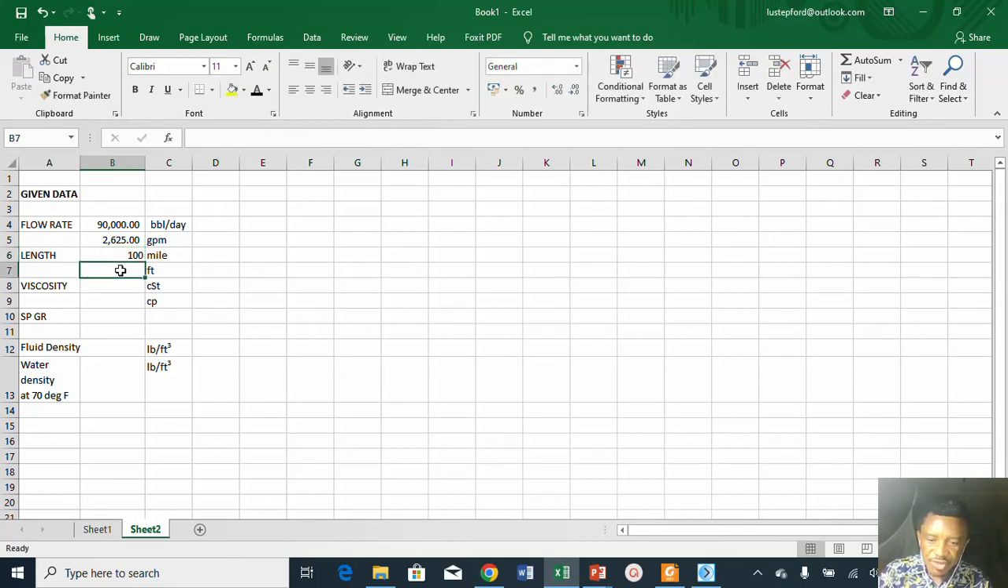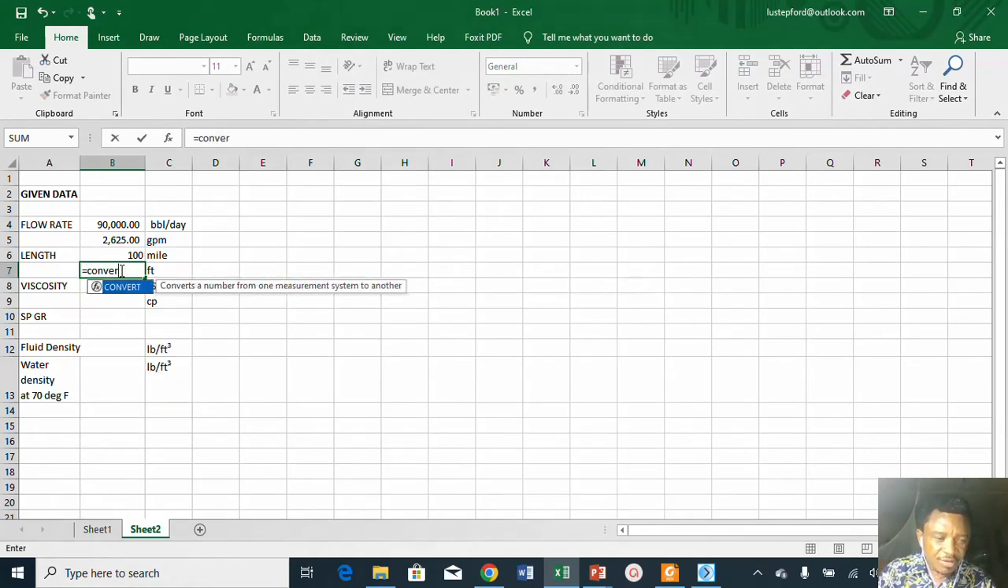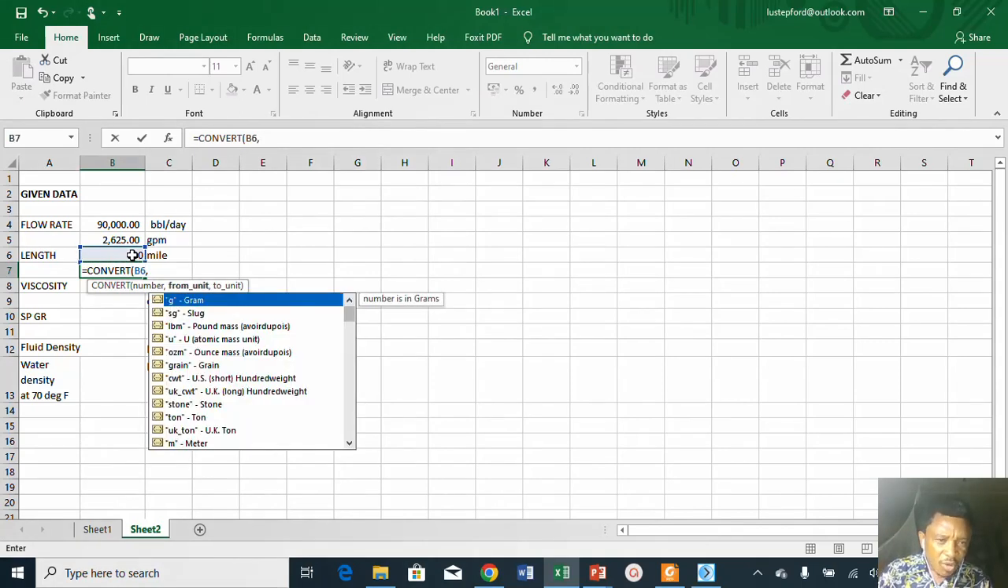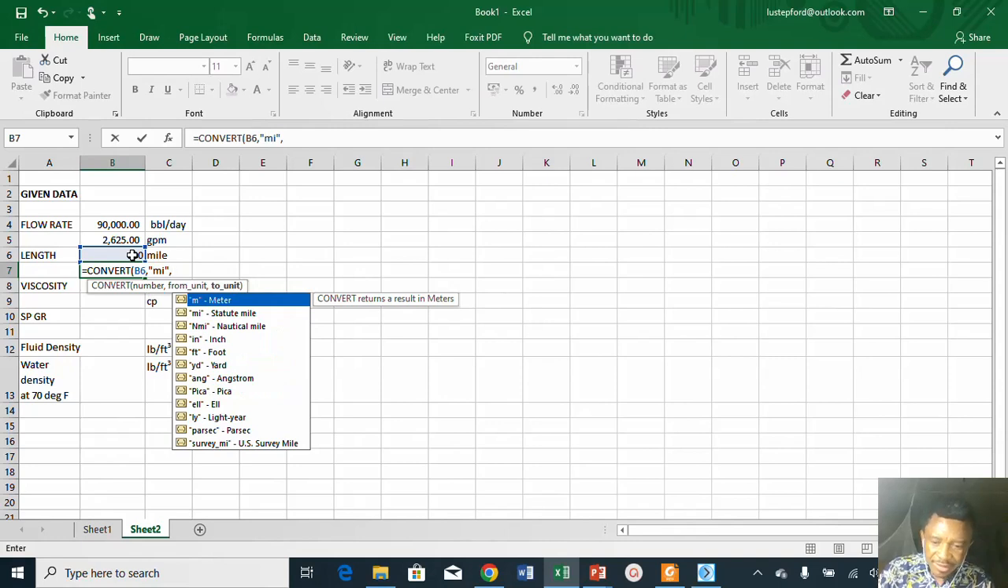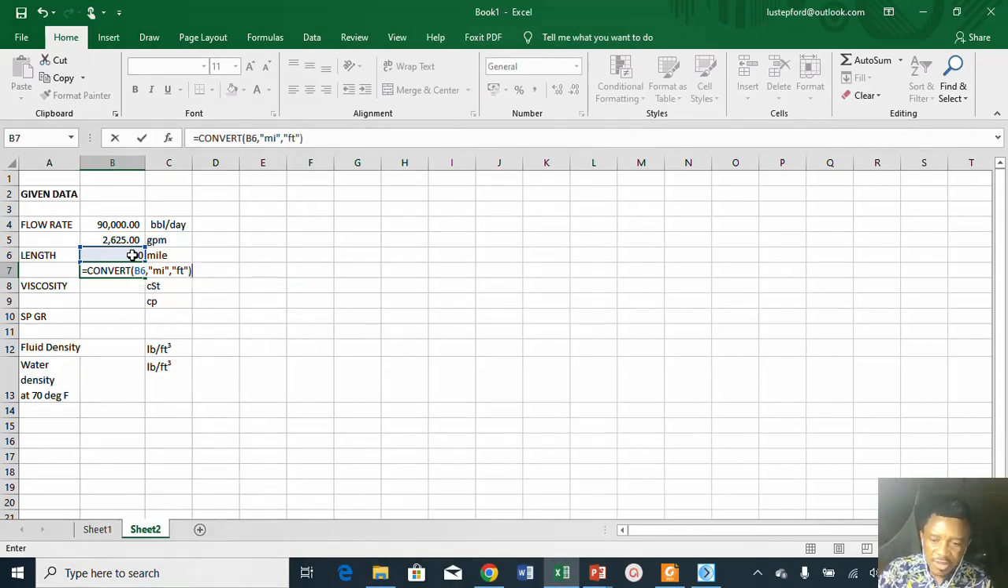Now we have 100 miles. We need to change the miles to feet. To do that, I will also use the conversion formula. For the number, I will select this, put a comma, then the mile is mi, comma, then I need to convert it to feet, ft. Then enter. So this is the value for the feet conversion.